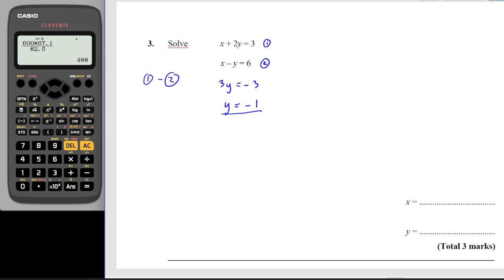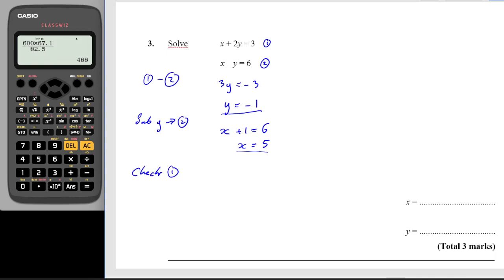Okay, my next job is to substitute that value for y into one of my equations. I'm going to substitute y into equation 2. There we go. So that's going to give me x minus negative 1, which becomes plus 1, is equal to 6. Minus 1 from both sides, we get x is equal to 5. Okay, and I will always tend to do a quick check with whichever equation I didn't use for the substitution, so check that it works.